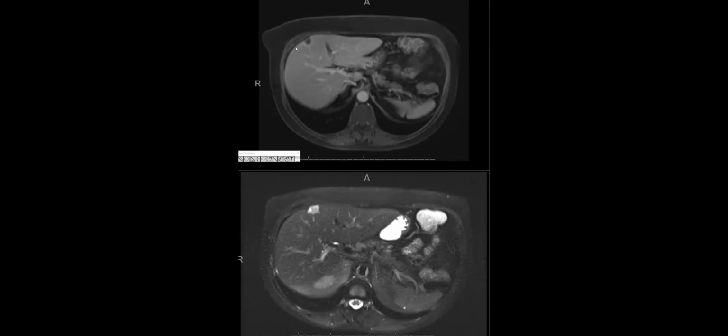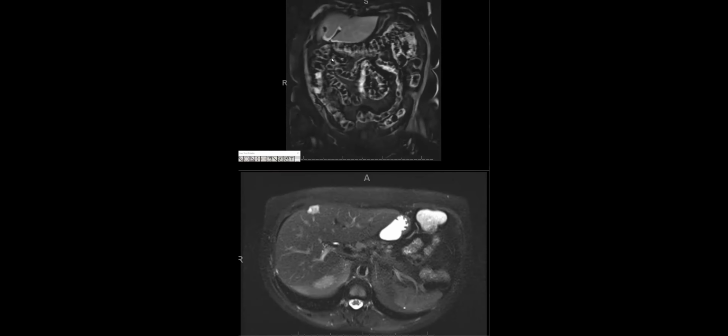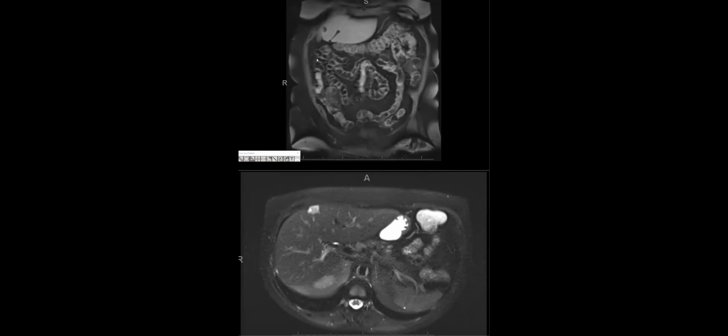This was an incidental finding. It was the liver lesion here. This was a patient getting MRI enterography, but the MRI enterography for Crohn's was not particularly interesting. I was more interested in the liver lesion, which here it is on the post-contrast T1 with fat sat. I think that's the best look you get at it, maybe.